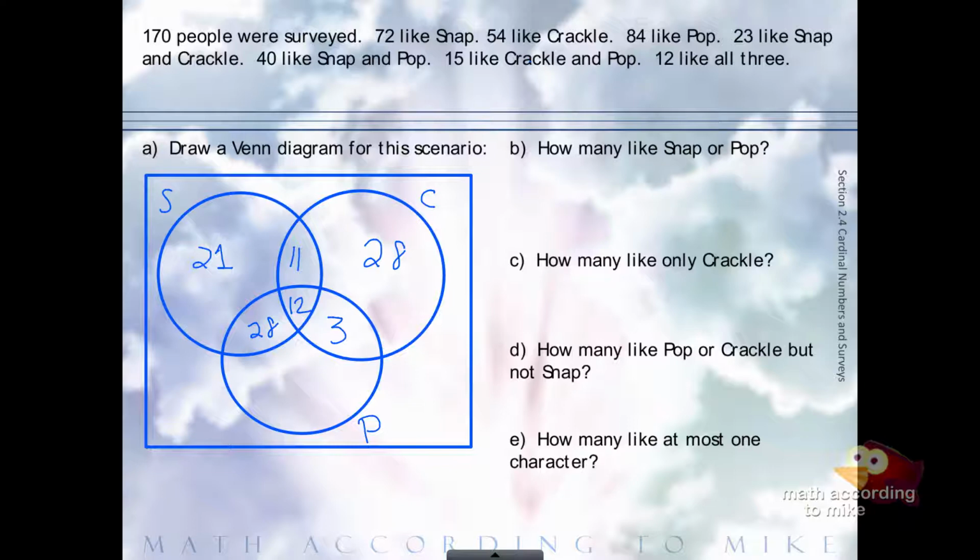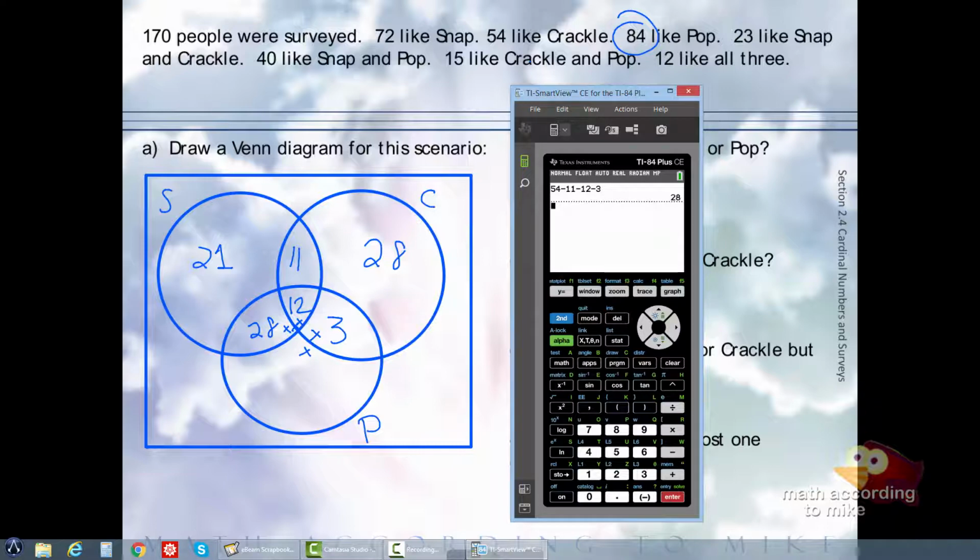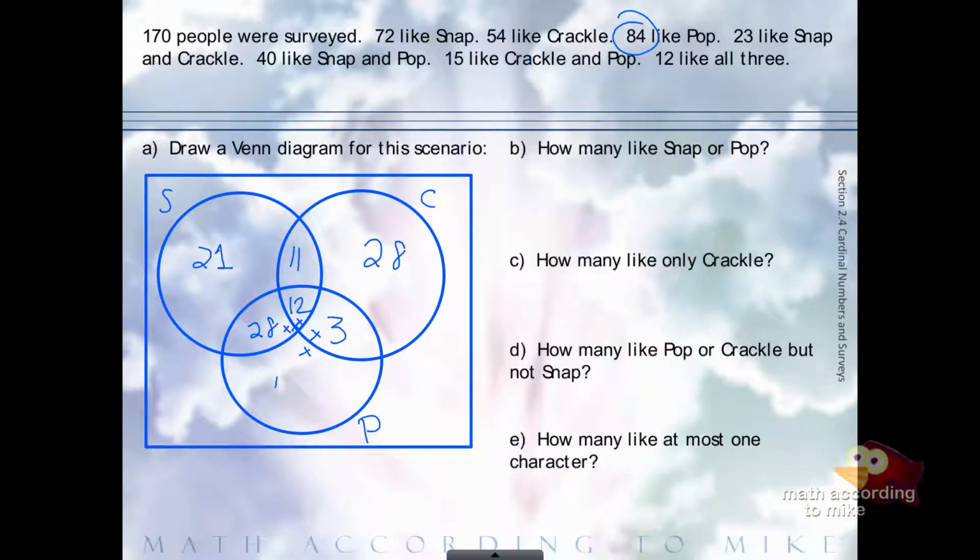And now the Pop circle. These 4. Oh, sorry about that. There's one right here. I couldn't see my cursor. Those 4 added together need to add up to 84, because that's how many people like Pop. So if we do 84 minus the 28 minus the 12 minus the 3, that's 41.